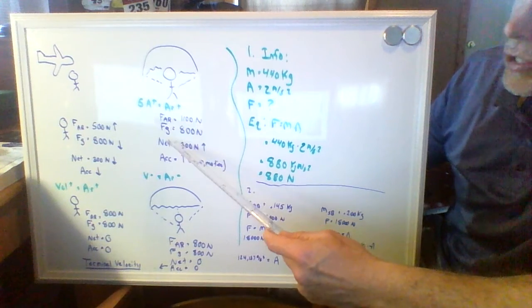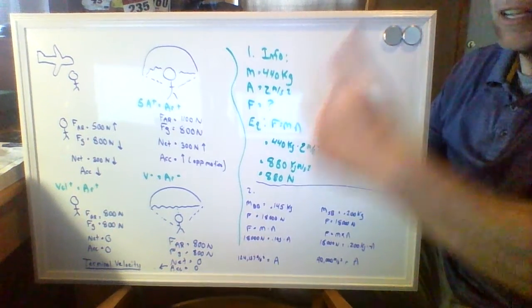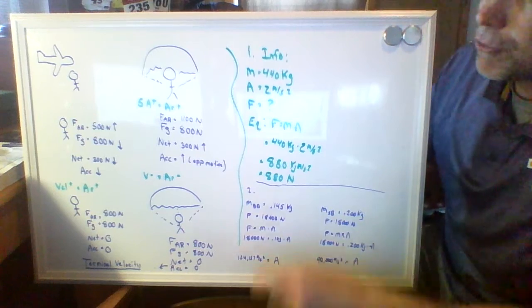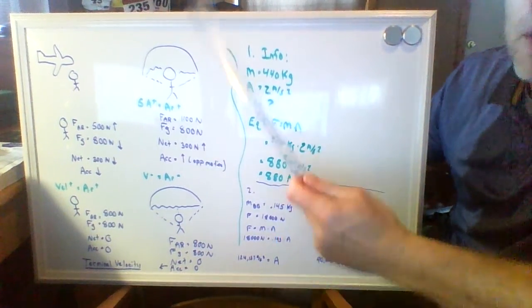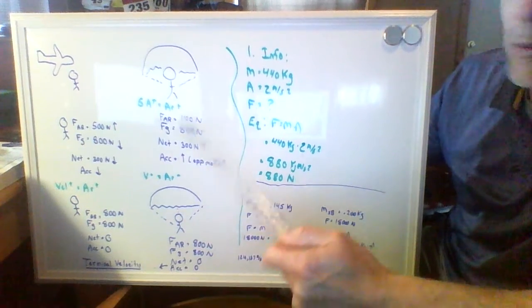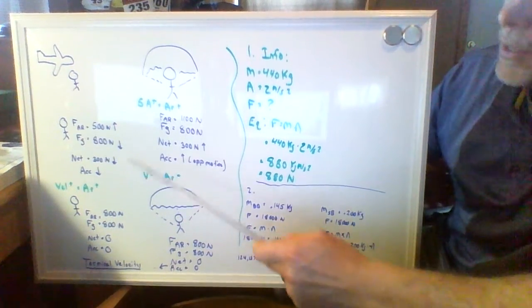Gravity is still 800 newtons. The net force is now 300 newtons, going up, going opposite of motion. So the net force is 300 newtons opposite motion. Acceleration is opposite motion, which means you are decelerating or slowing down. That's the whole purpose of the parachute.